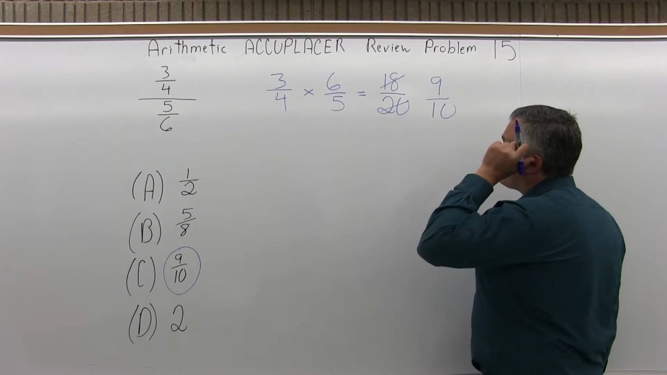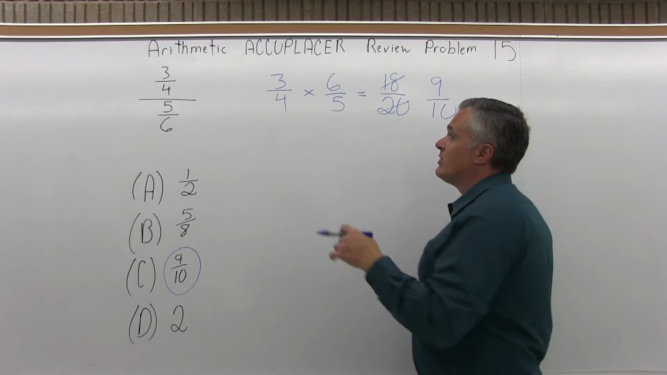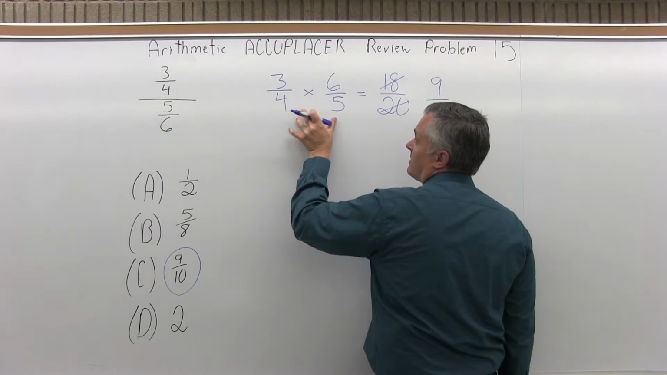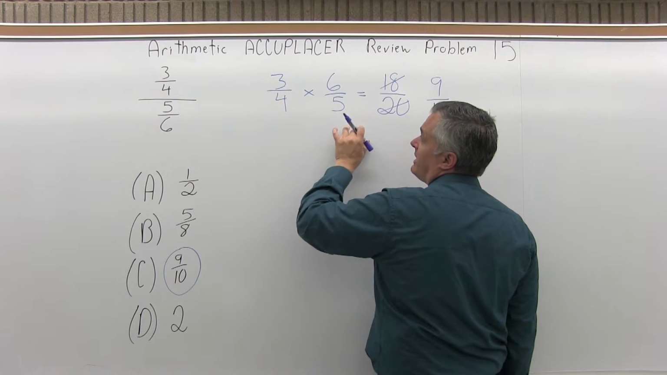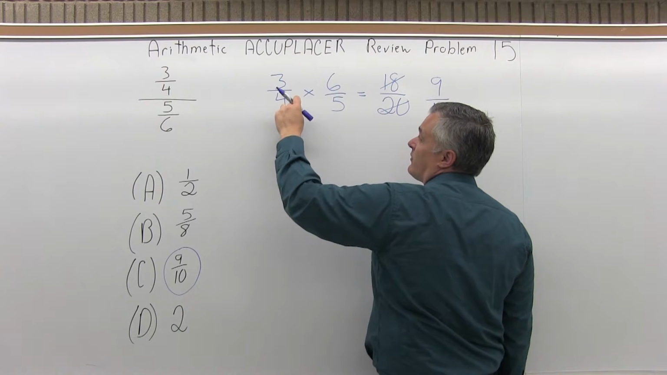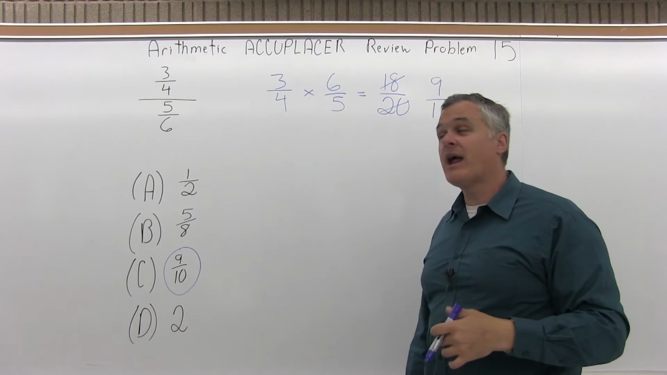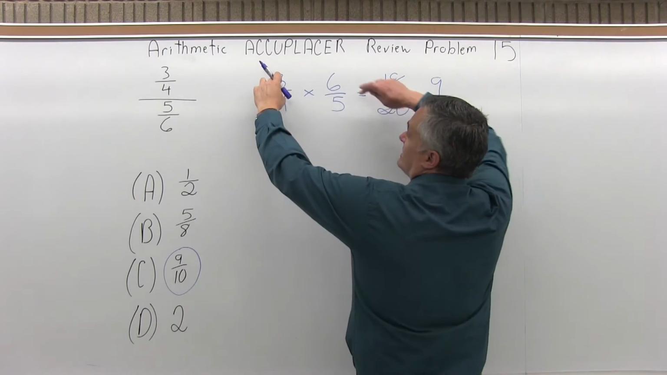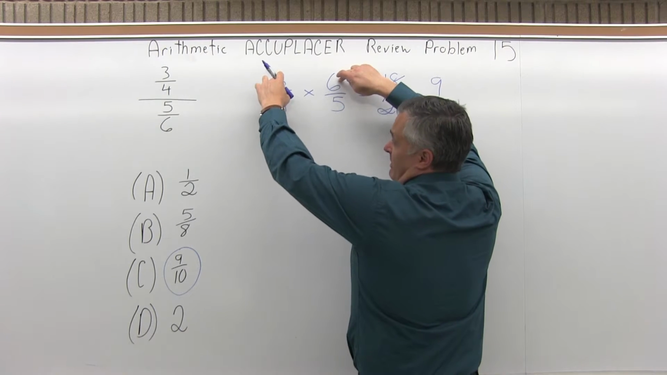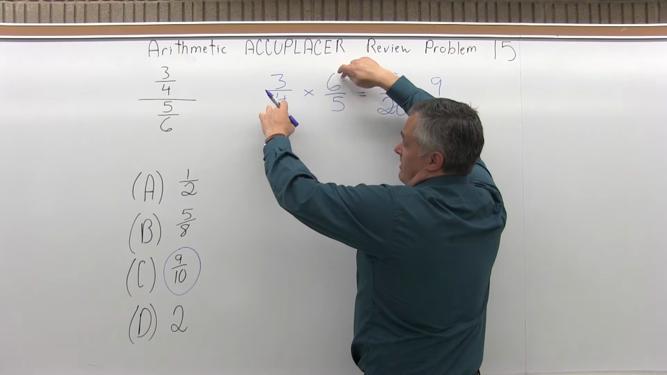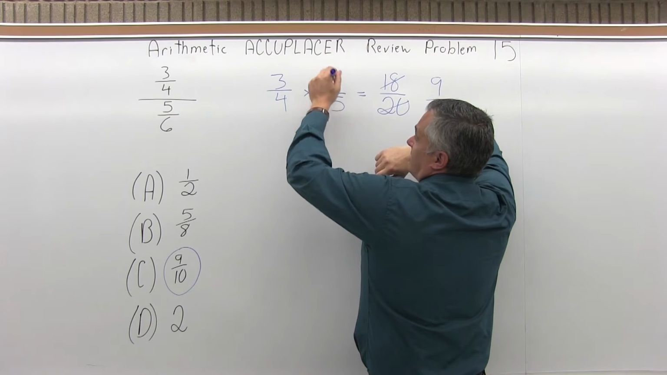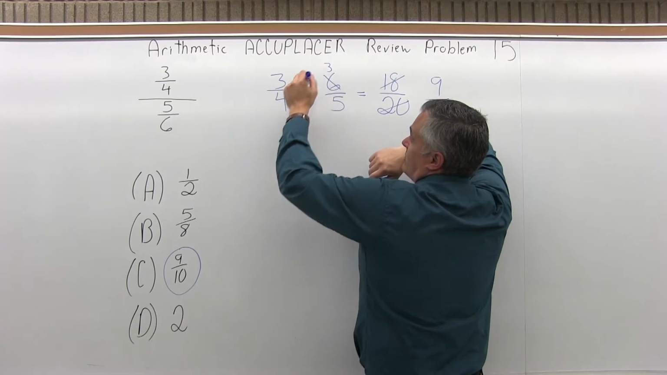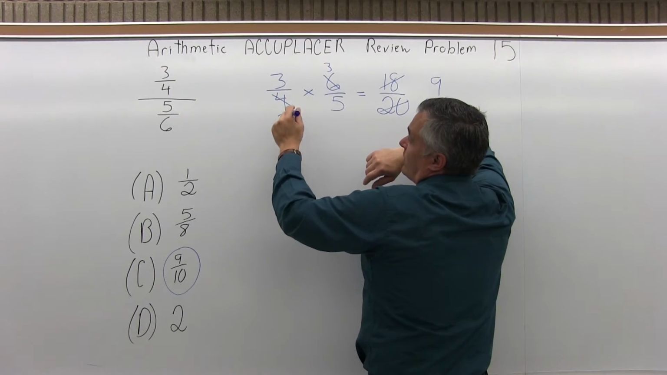Now again, if I was observant, I could have noticed that in the multiplication part of it, before I got an answer of 18 over 20, I had a 6 in the top and a 4 in the bottom. They're both even. I could have reduced that. Notice I have a 3 and a 6. I can't reduce those. Those are both on top. You have to have one on the top, one on the bottom. So if I cut the 6 in half, half of 6 is 3. If I cut the 4 in half, half of 4 is 2.